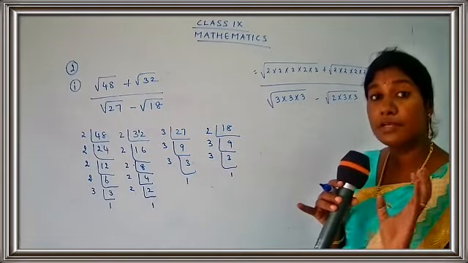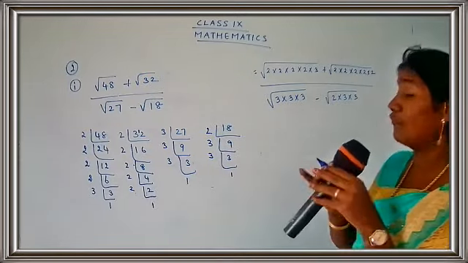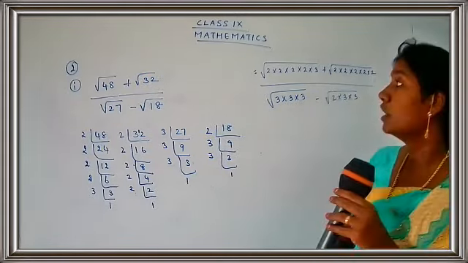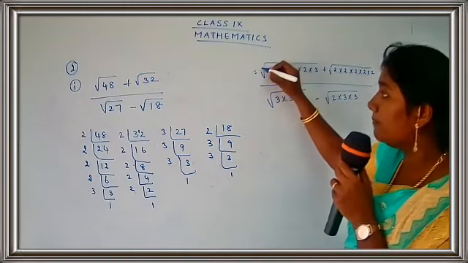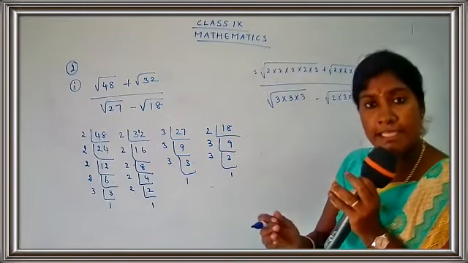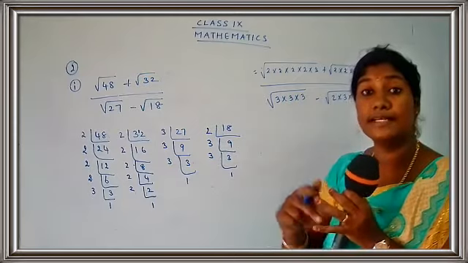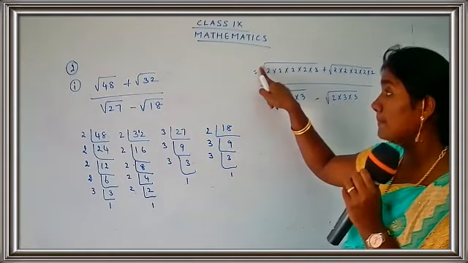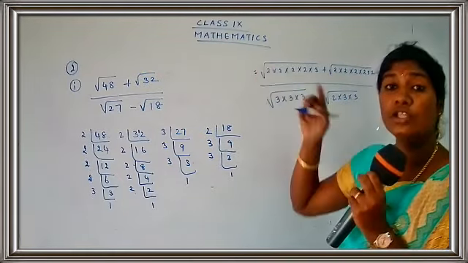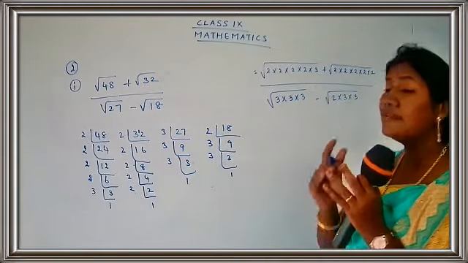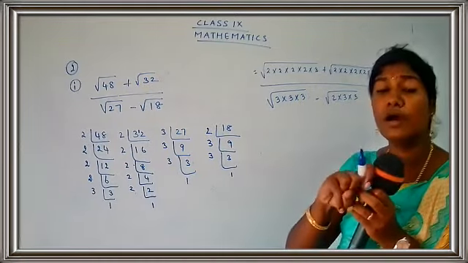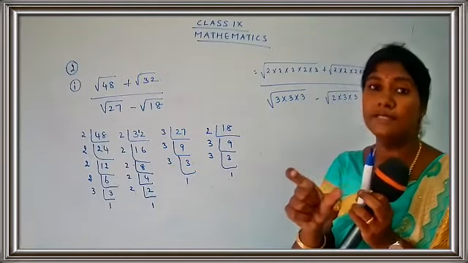How to take the numbers out of the root sign? I have told you, you have to just see the root index. What is the root index over here? What is the number present here, children? If nothing is mentioned, that means you have to consider it as 2. Here no number is present. That means the root index is 2. So what is the meaning of 2? That means you are going to pair two numbers at a time.